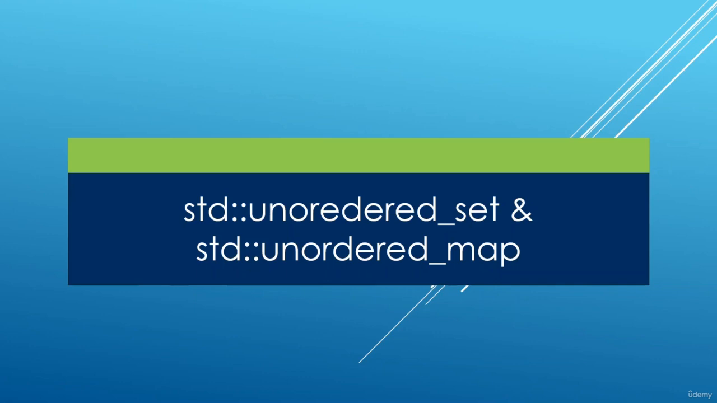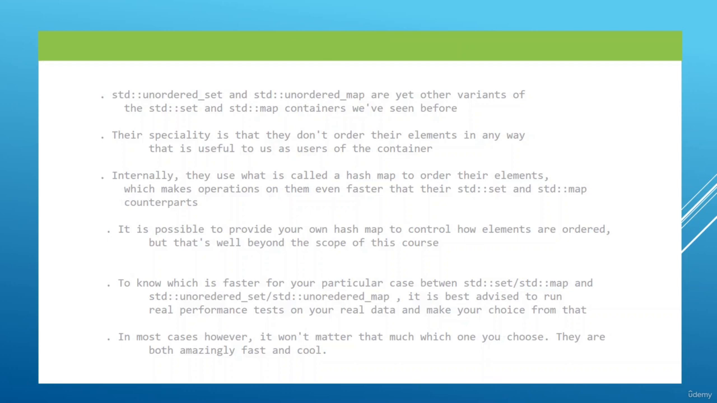In this lecture, we're going to learn about unordered sets and maps. These are other versions of std::set and std::map that are not going to order their data in any way that is useful as users of these containers. This is done to improve performance of these containers. Internally, they are going to use what is called hash maps to order their elements, and that's going to make operations on them even faster than std::set and std::map.